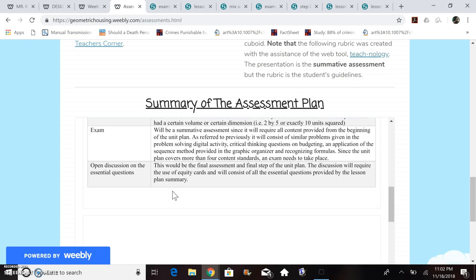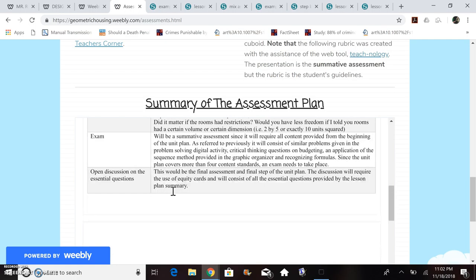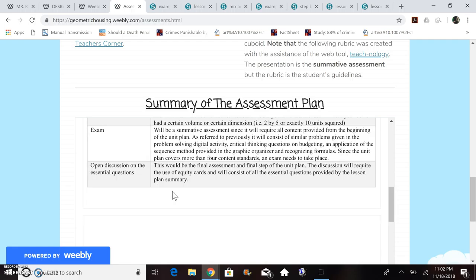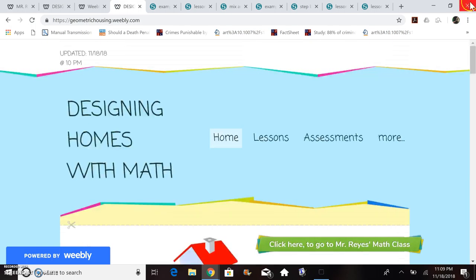For the last one, it is a formative assessment. It is an open discussion on the essential questions that you saw at the beginning of the page. Although this is intended to hit every student, it might not, because it'll be through equity cards. This would be more like a formative assessment than a summative assessment. But although there are equity cards, I will still pick students that I know are still struggling, or to make sure that they retain the information.